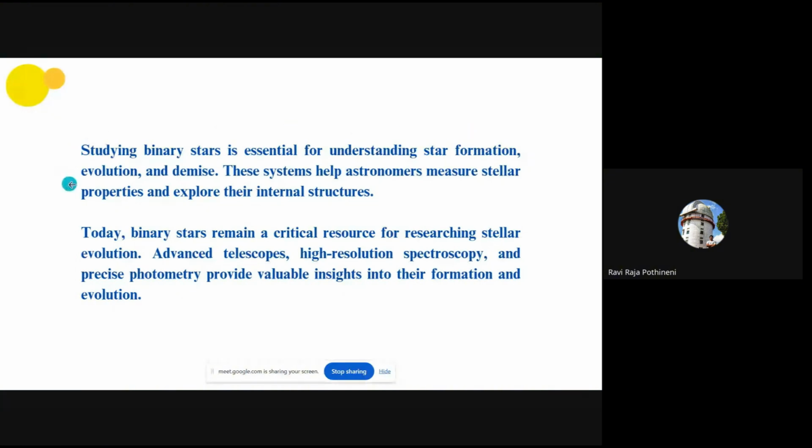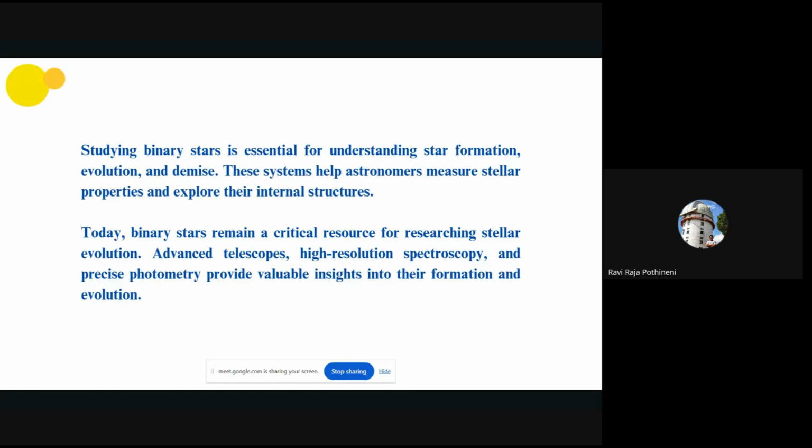It is also important to understand how they evolve, how they influence each other's evolution, and over a period of time, what happens to them. Do they sustain as a binary system forever? Or over a period of time, something happens to those systems? That is very crucial.